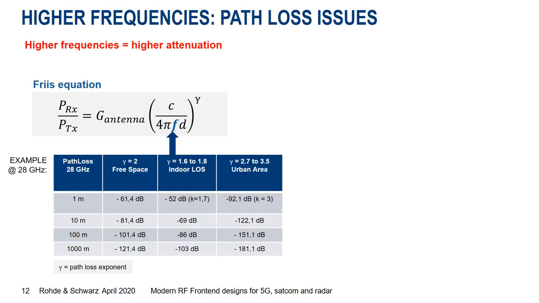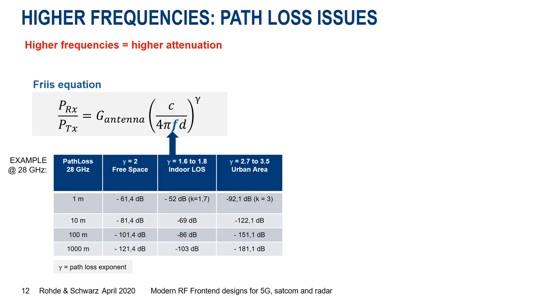Here is the Friis equation shown, and what you can see directly is that there is the dependency based on the frequency. Below there is a table with some examples just to give you an idea of what we are talking about. We are looking here at 28 gigahertz, and for free space loss, at 10 meters we are already seeing more than 80 dB of loss, and at 100 meters, more than 100 dB. So this would create extremely small coverage areas.